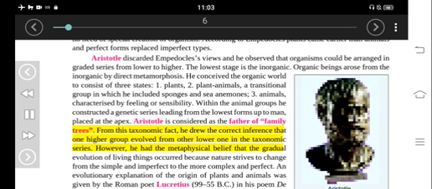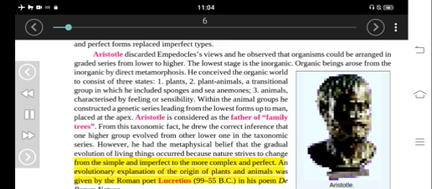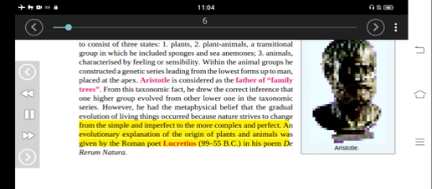From this taxonomic fact, he drew the correct inference that one higher group evolved from another lower one in the taxonomic series. However, he had the metaphysical belief that the gradual evolution of living things occurred because nature strives to change from the simple and imperfect to the more complex and perfect. An evolutionary explanation of the origin of plants and animals was given by the Roman poet Lucretius, 99-55 BC, in his poem De Rerum Natura.